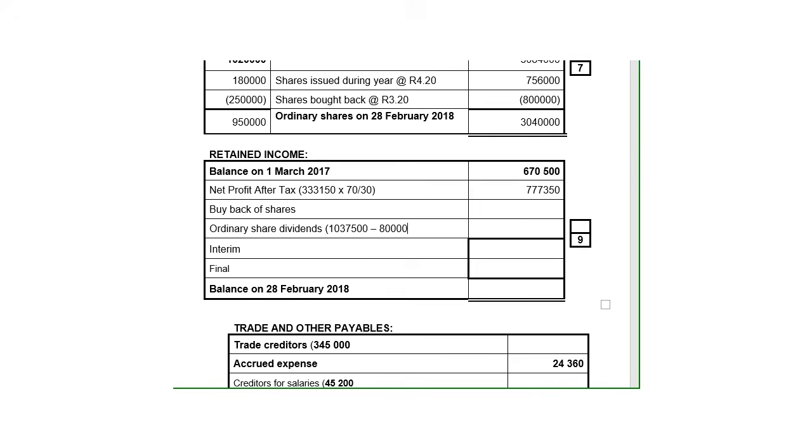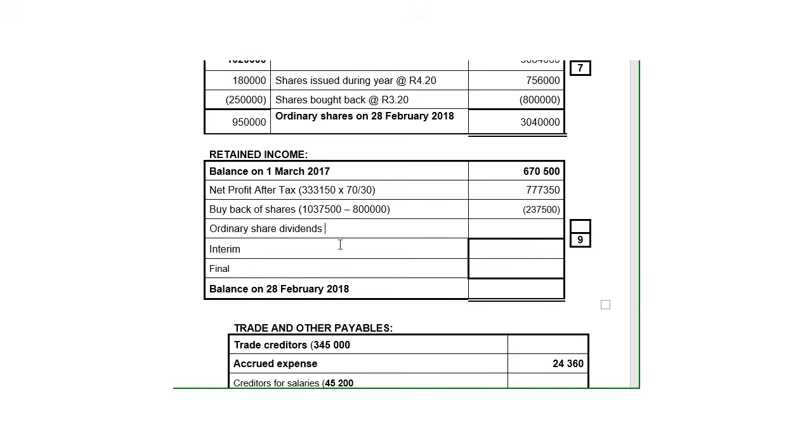Oops, that should not be dividends. Let's just put it up. So it's 1,037,500 minus the 800,000. And that difference is what I paid from the retained income for the buyback, and that gives me 237,500. Important, I'm paying it, so it will make the amount less that I've got in this account. If I pay for it, I will have less money available at the end.